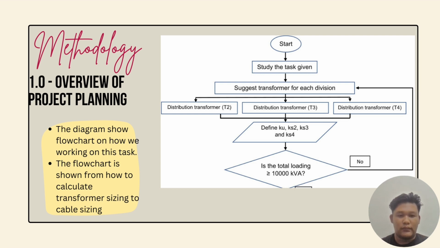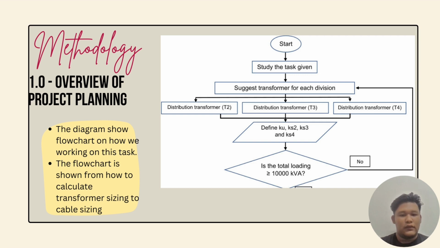So now I will present about methodology, which is 1.0 overview of project planning. As you can see, the diagram shows a flowchart of how we work on this task, and the flowchart is shown from how to calculate transformer sizing to cable sizing. So from the start, we study the task given and then suggest the transformer for each division, which is distribution transformer T2, T3, and T4. After that, we define KU, KS2, KS3, and KS4.